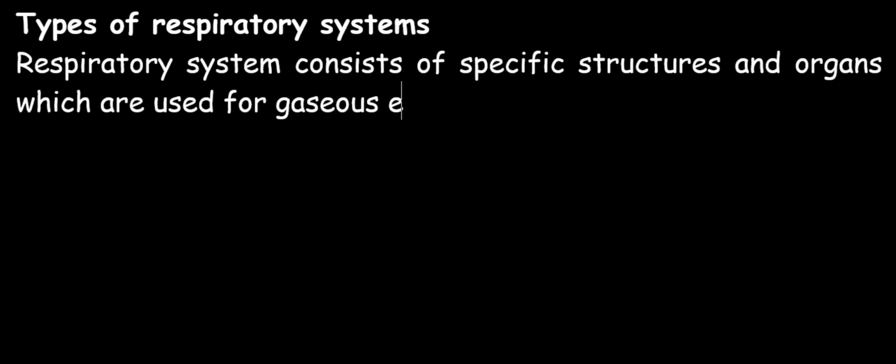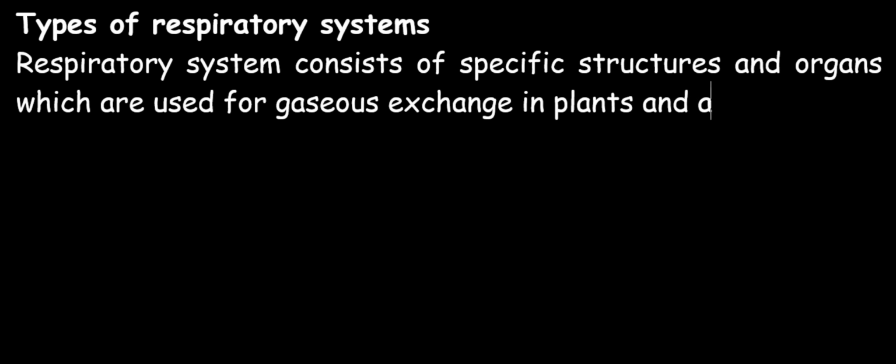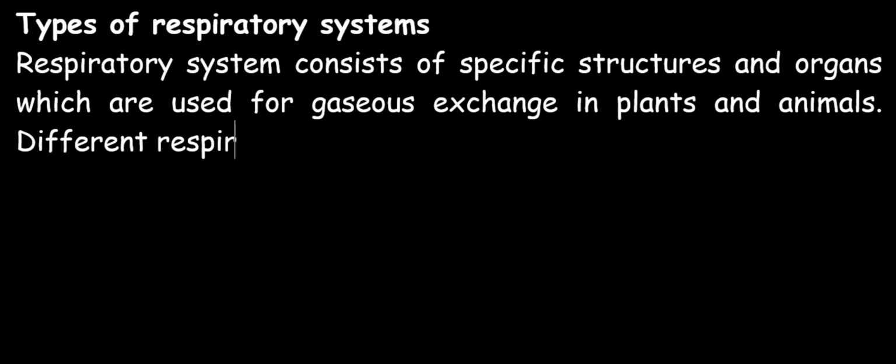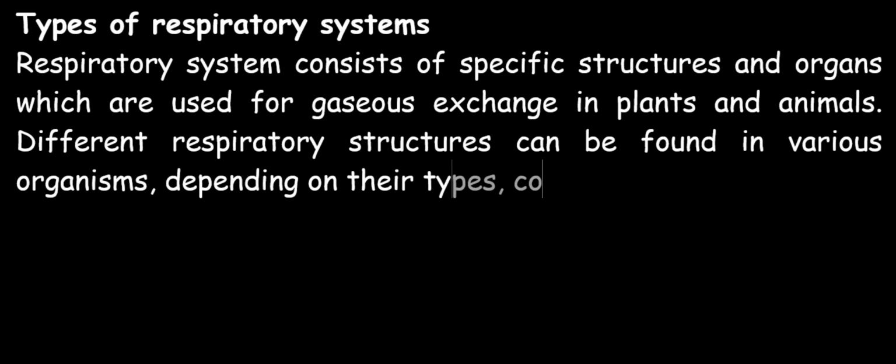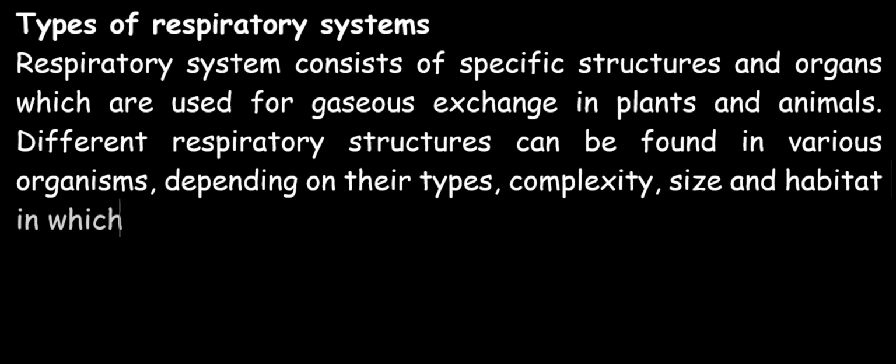After looking at the characteristics of the respiratory surface, let us look at the different types of respiratory systems. The respiratory system consists of specific structures and organs which are used for gaseous exchange in plants and animals. Different respiratory structures can be found in various organisms, and these depend on their types, the complexity, the size, and the habitat in which these organisms are found.